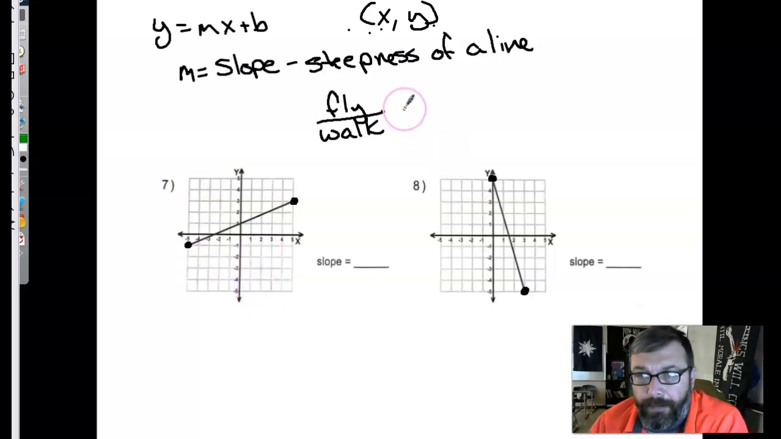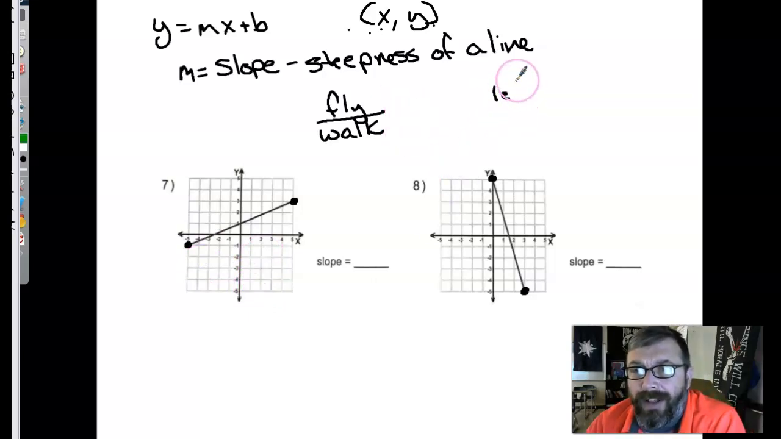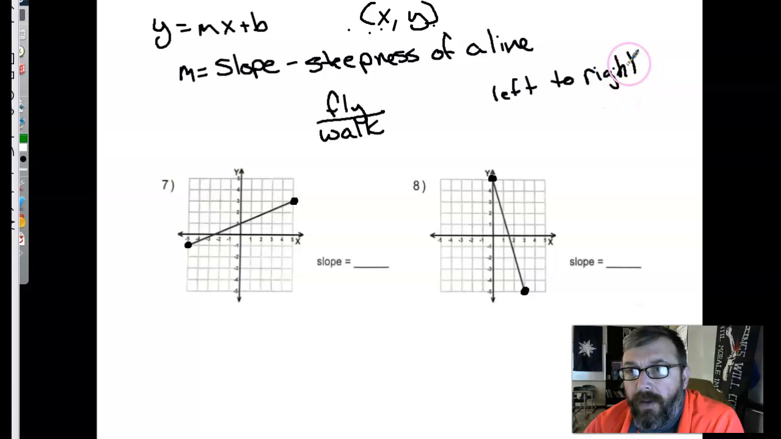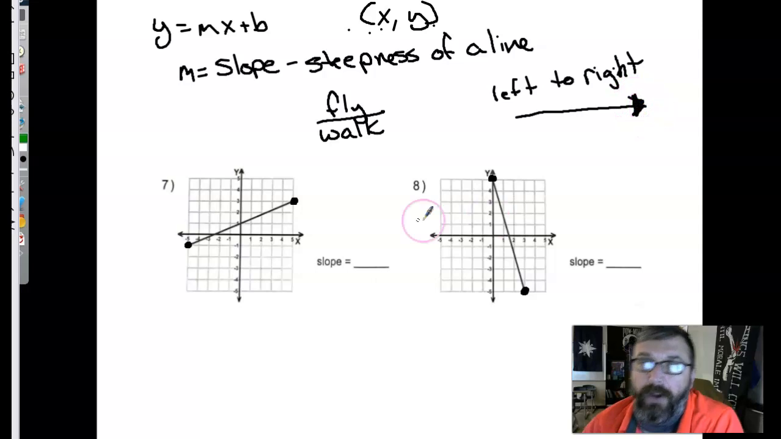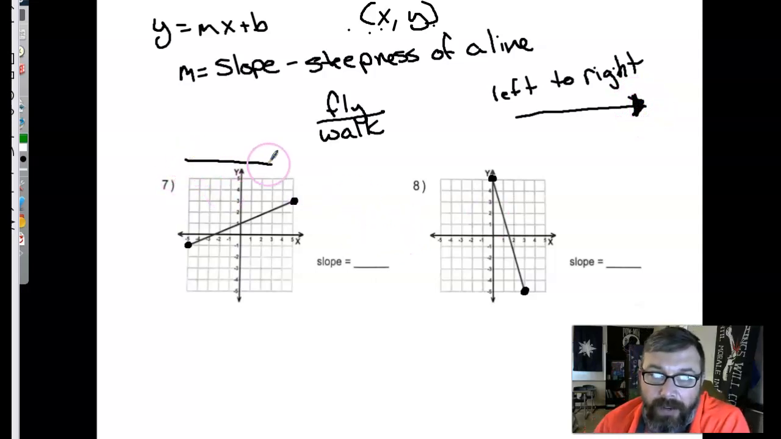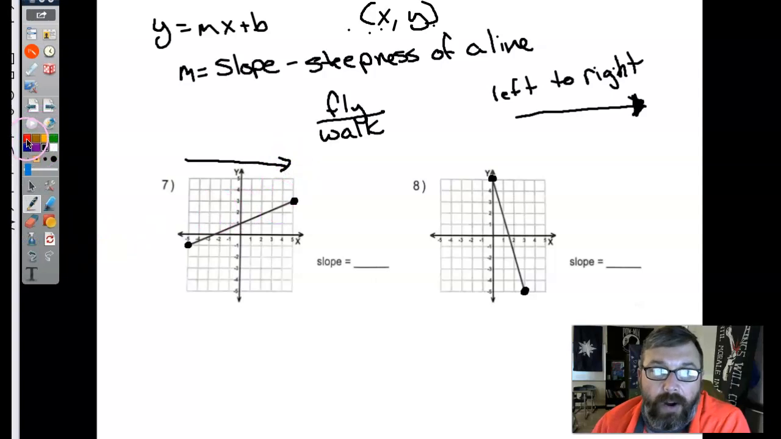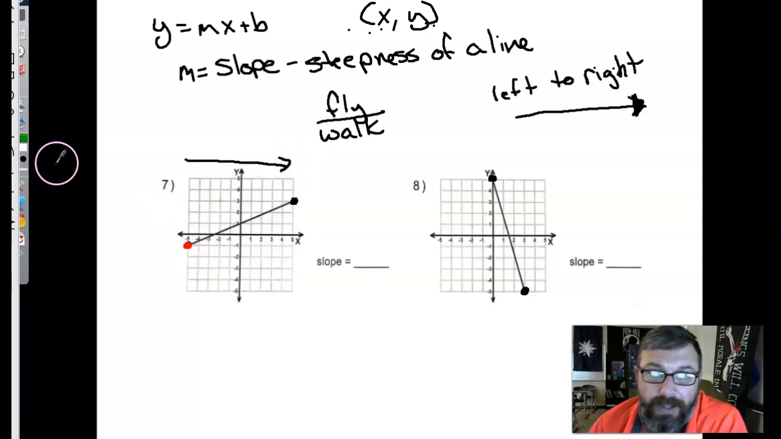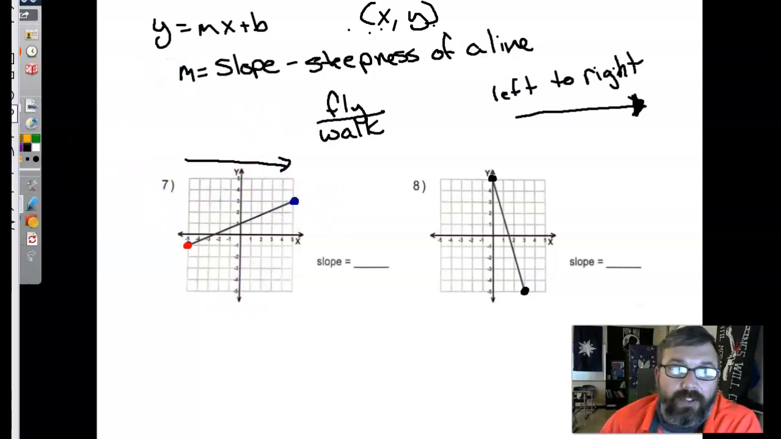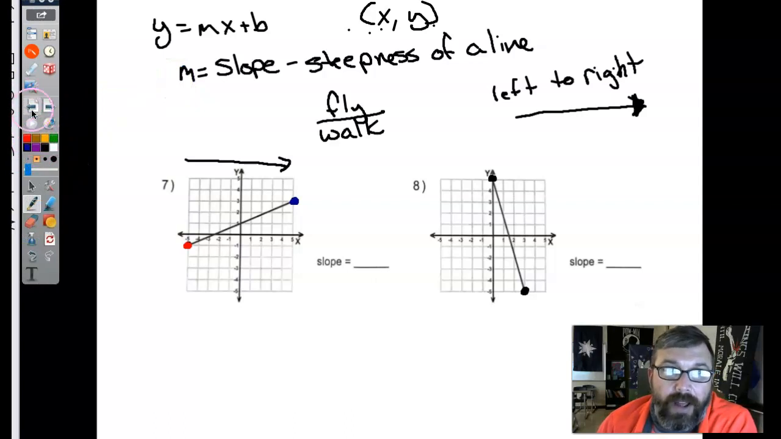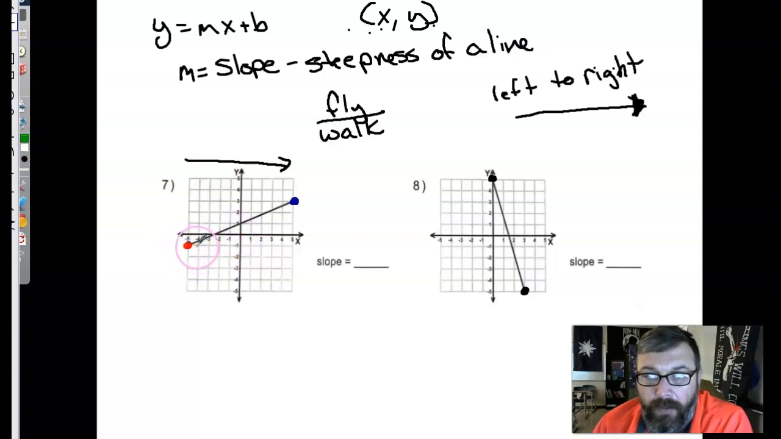When we read a book, we read from left to right. When you read a graph, I want you to be in the same perception of reading from the left to the right. So our first point we look at is going to be this. Our second point we look at is going to be this. And what you want to do is take and draw a horizontal line from the first point. So we have our first point. I'm going to draw a horizontal line all the way across.